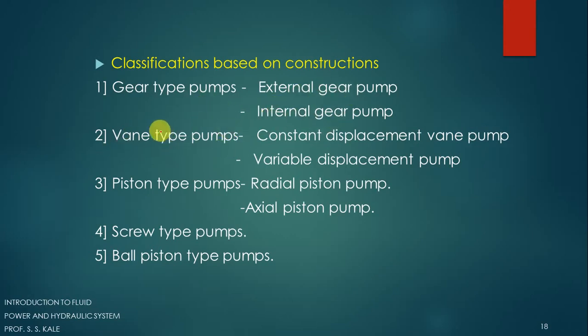Then vane type of pump. Vane is nothing but a blade. In this there are two types: constant displacement vane pump and variable displacement vane pump. Then piston type of pump. In the piston type of pump there are two subtypes: radial piston pump and axial piston pump. After that, the next classifications are screw type of pump and ball piston type of pump. The construction of all these we are going to see in the further lectures.